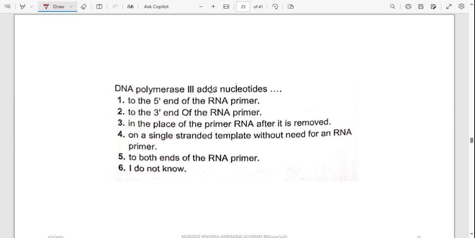DNA polymerase adds nucleotide to the 5' end of the RNA primer. Do we add to the 5'? No. 3' end of RNA primer. Okay, this can be true. 3' end in the place of primer RNA that is removed on a single stranded template without need for RNA primer to both ends of the RNA. Okay, so the best is that one, 3' end of the primer.